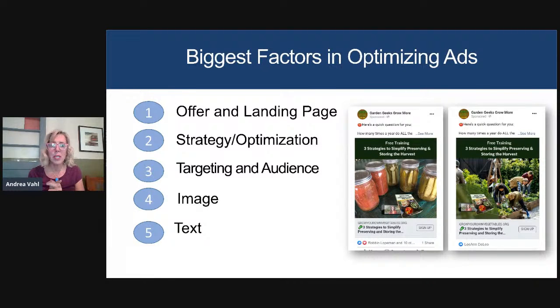Targeting an audience comes into play in a big way, because I've seen that people are targeting way too wide, sometimes way too narrow. Sometimes they have the wrong budget for the audience that they're targeting, and it can really run the gamut there. And then image and text.